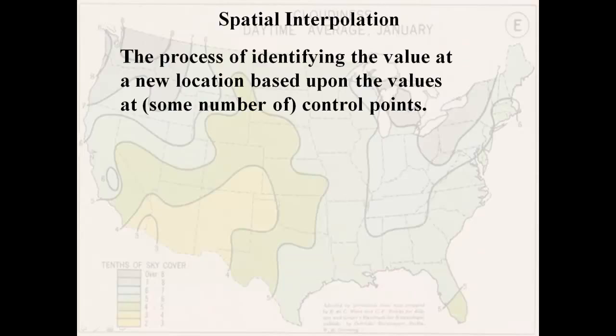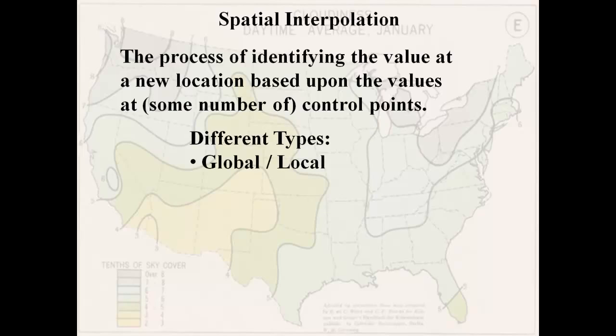Back to interpolation. We're going to identify a value at a new location, or estimate that value, based upon values at some number of nearby locations. There are different kinds of interpolation, so if we're going to use the terminology, there are global interpolators and local interpolators. Global interpolators are going to use all the points, all of the airports in this case, to come up with an estimate. Local interpolators are only going to use a subset of all the points, and generally those are going to be the ones that are close to the points you're interested in.